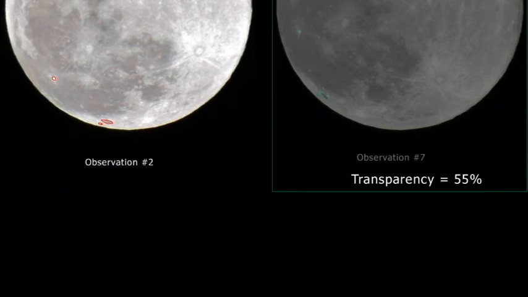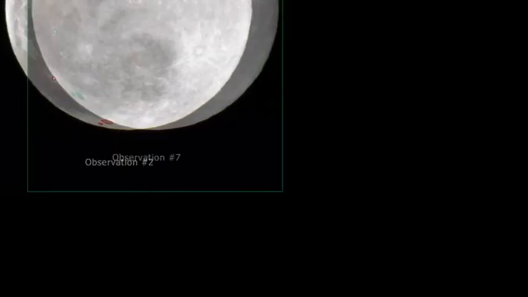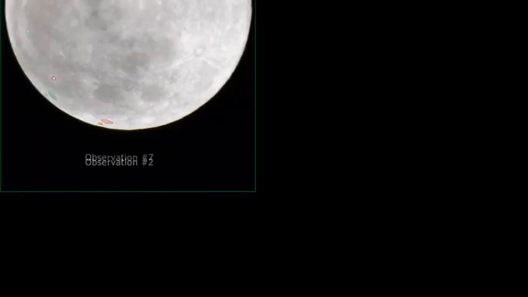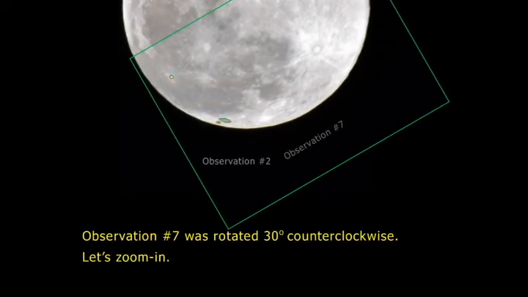Now, my transparency here in observation number 7 is 55%. It's going to stay that, and I'm going to slowly move that over the disk of the moon of my observation 2. Okay, so what do you notice here? Well, obviously, since the moon has rotated apparently from my vantage point, they're offset. So let's rotate observation number 7, which is in the green box. So other than the rotational changes, you notice anything else? All right, let's rotate observation number 7 to fit over observation number 2. So we rotate it, and it's about 30 degrees counterclockwise. Notice they don't exactly line up.